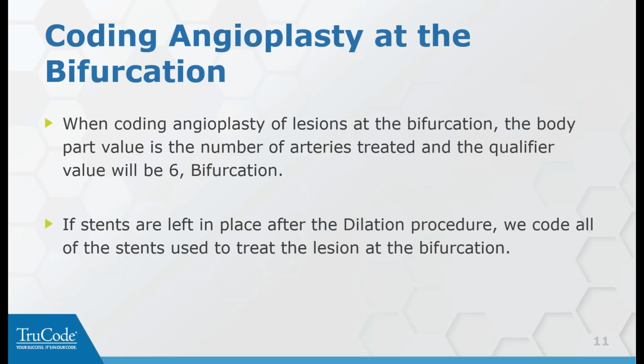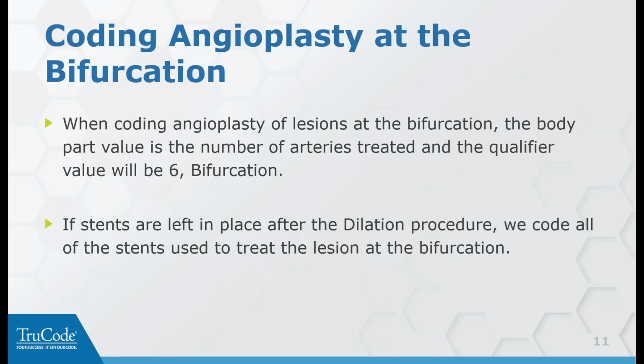There would also be that imaging, and we're not going to discuss the angiography today. You will follow your facility policy on whether or not you code angiography. That is facility specific. All right, so as we start the angioplasty process here, it's important to know that we still count coronary arteries the exact same way we would if there was no bifurcation. We are going to assign the body part value based on the number of arteries that are treated, and the qualifier then will be 6 of bifurcation when we're working on a lesion at the bifurcation.